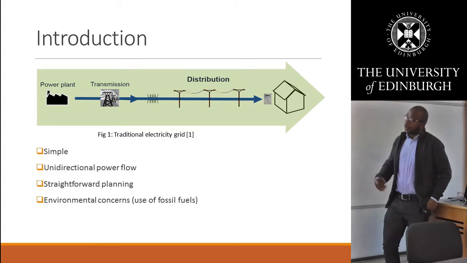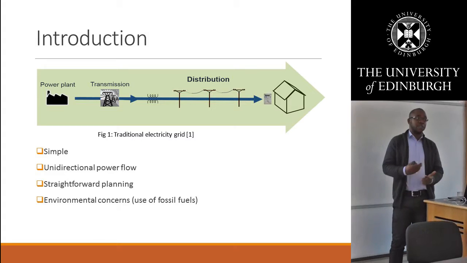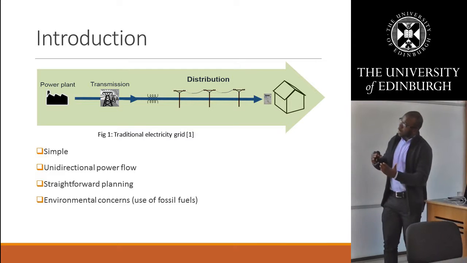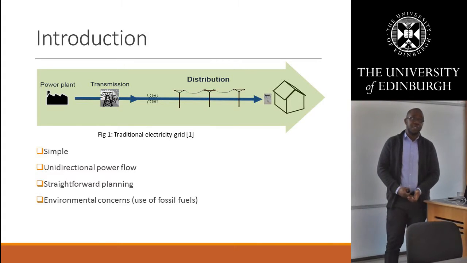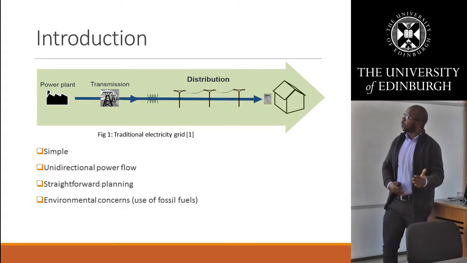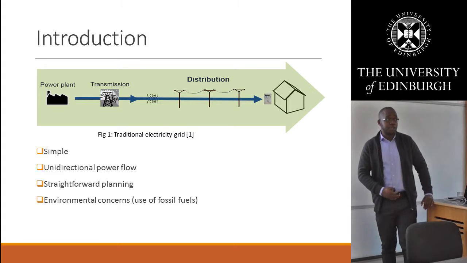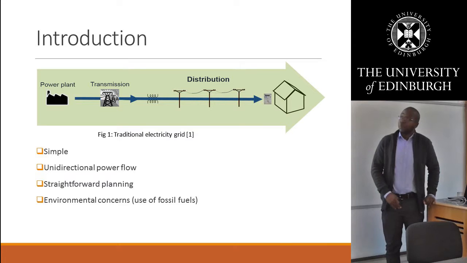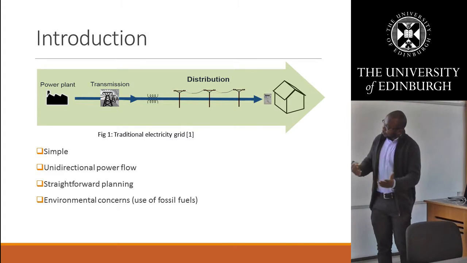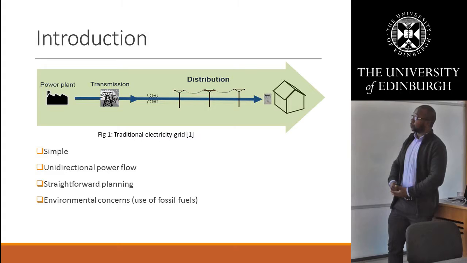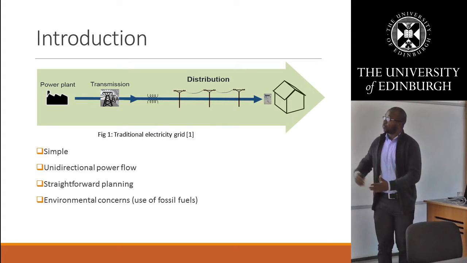So I start with this picture that shows what our power system looks like traditionally. The way our power system was designed classically was for power to flow in one direction. So we have the generating stations, and then power flows all through the transmission network, across the distribution network, and to the points where the electricity is actually consumed. This can be quite straightforward in terms of planning, because you just have the loads and you have the generators, and you just get the power from the generators to the loads. So this is the traditional power system.